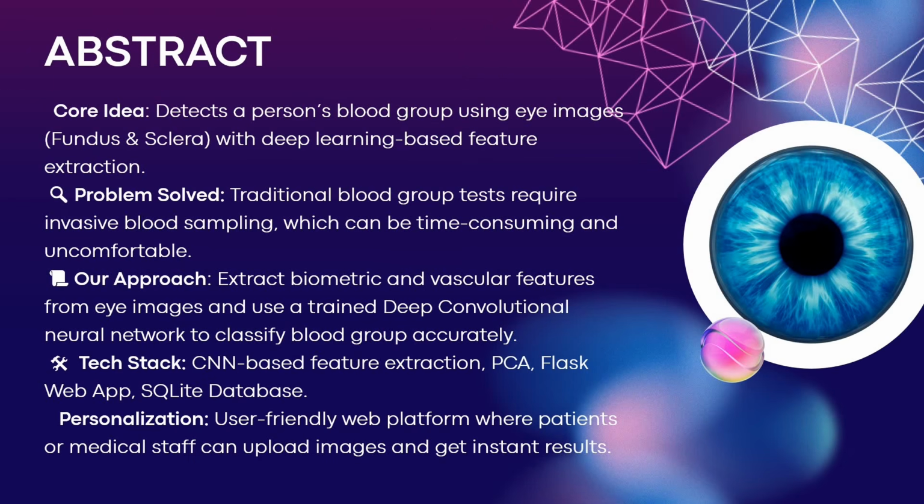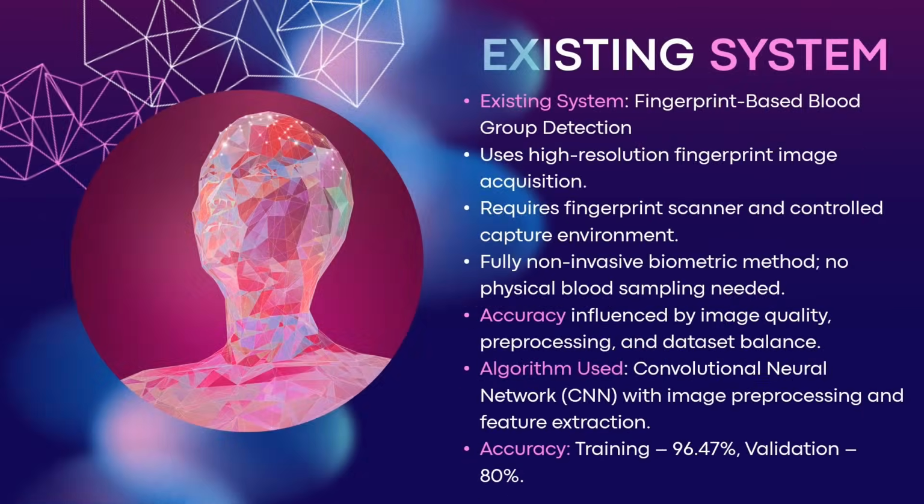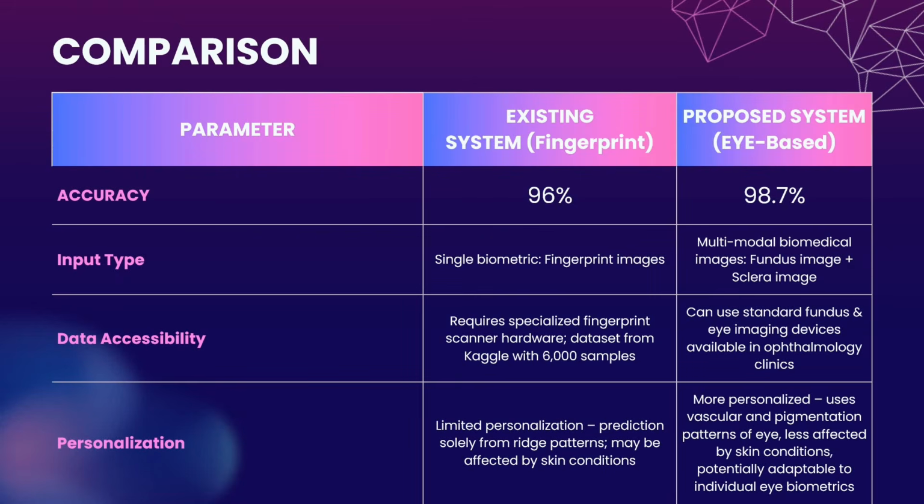I can give the comparison first of all for you all. So here is the comparison. In the comparison, we have mentioned the existing system as a fingerprint based one, and the proposed system as an eye based one. You can see the accuracy between these two. The existing system produces 96% accuracy using CNN, the proposed system produces 98.7% accuracy using a deep convolutional neural network. This is the clear-cut difference.